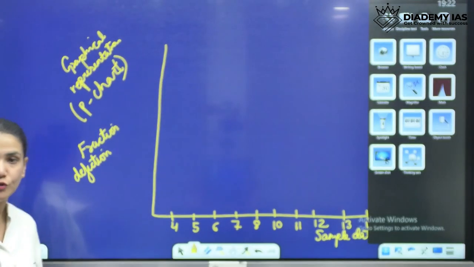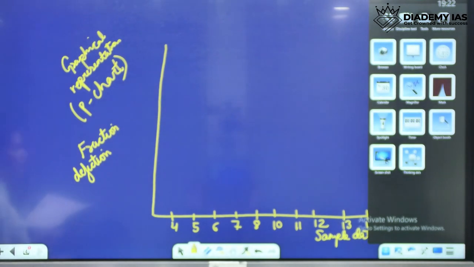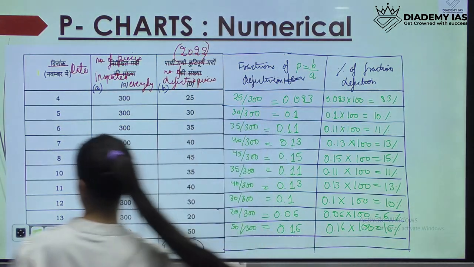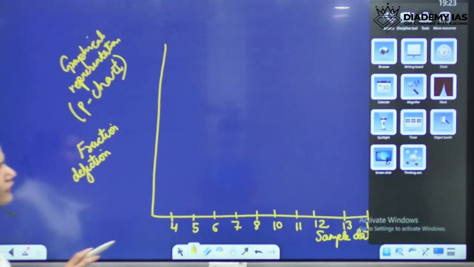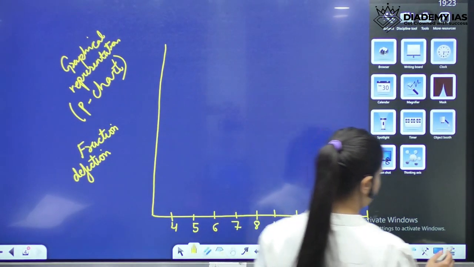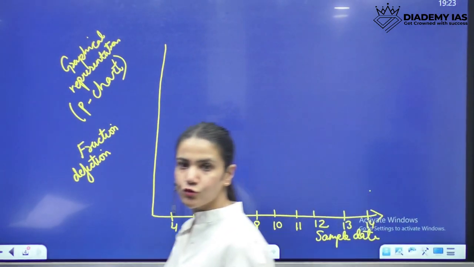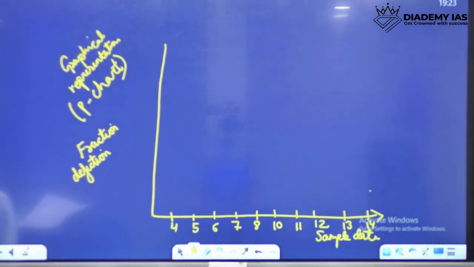Right? Let me draw them also. Okay, now it's clear. Let me just put this away. All right. So yeah, I hope you can see this. So let's start with plotting of the values.